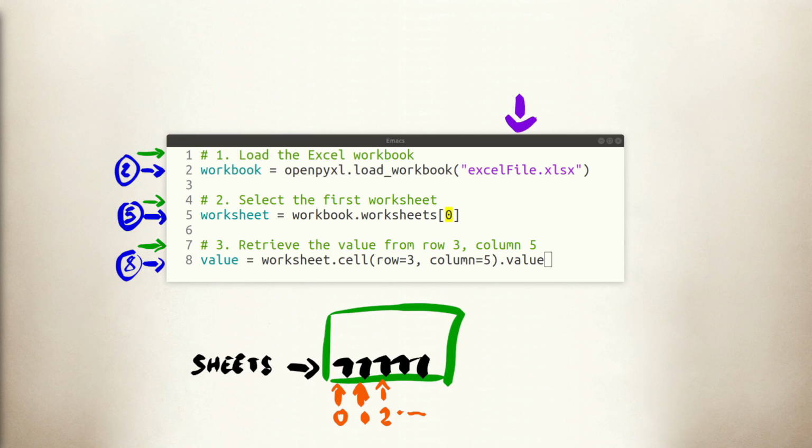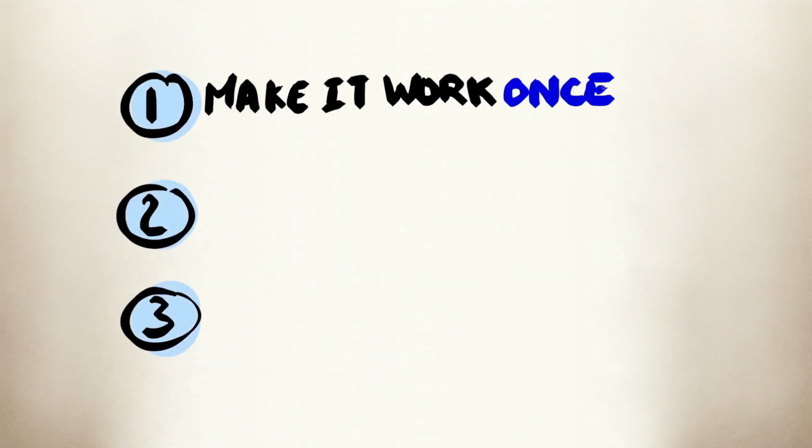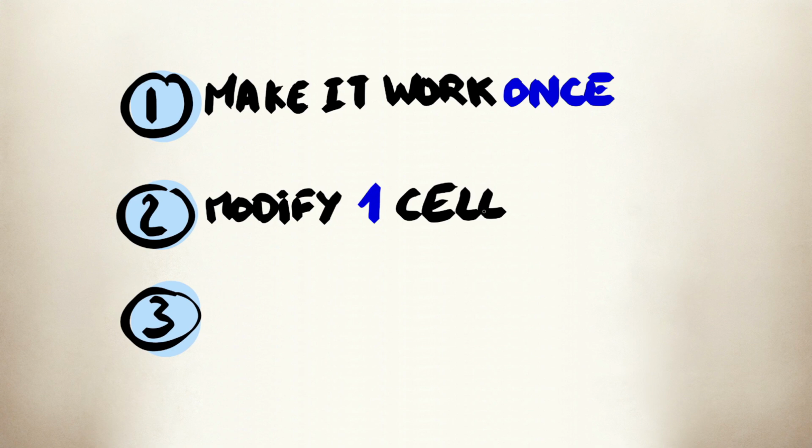Now let me give you a 3-step action plan to keep building on that. Step 1 is make it work once. Get an Excel file, copy and paste the code that I gave you and make it work. Step 2, modify one single cell. The code that I gave you imports a specific cell. What you can do here is modify it based on what it is. For example, if that cell contains a number, then add 5 to it. That will make you learn how to manipulate the content of a cell.